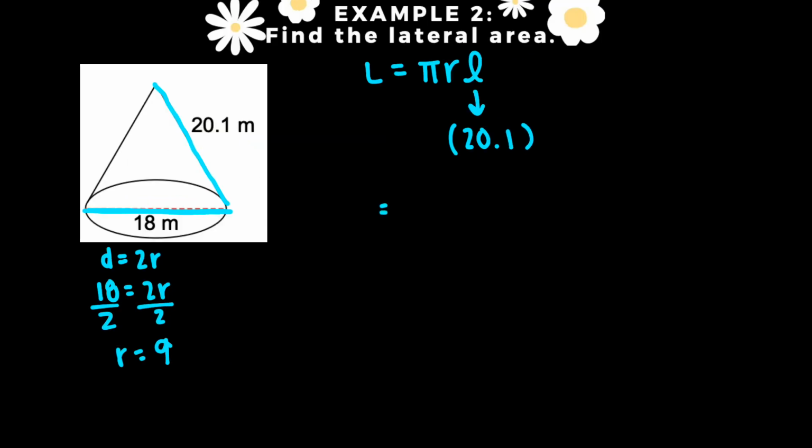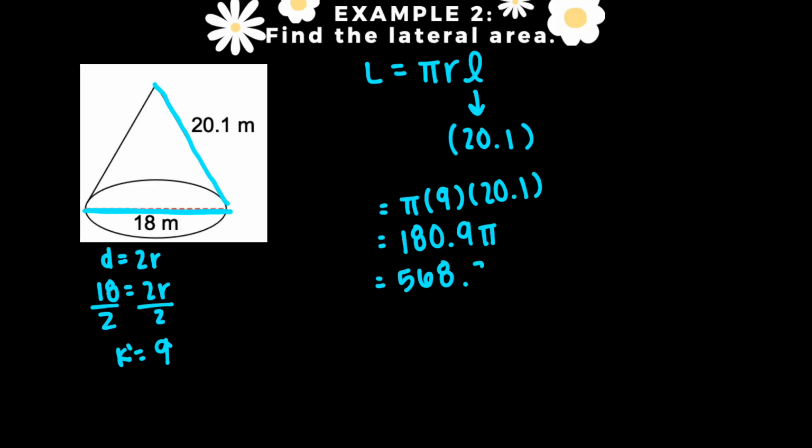So then the lateral, you have pi times my radius, which I just found to be 9, times 20.1. 9 times 20.1 gives me 180.9 pi. And if you want, again, you can leave it like that. If not, plug it into your calculator, and it should give you 568.31. And this is meters squared.